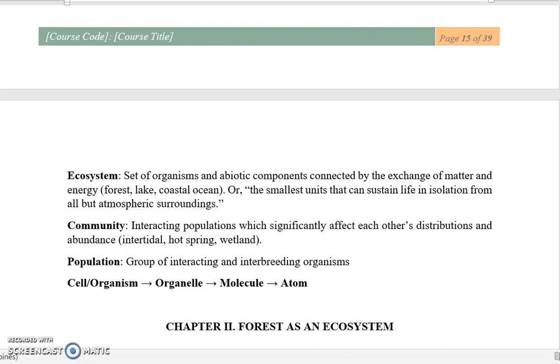And then we have the population. When we say population, that is a group of interacting and interbreeding organisms. For example, for trees, a population of lawaan. The lawaan trees, the females and males, can interact in order to make another lawaan. Your lawaan tree cannot mate with another species because that's very impossible. Okay? As long as there are individuals interacting and interbreeding, that is a population, like a population of cats, a population of dogs, etc.